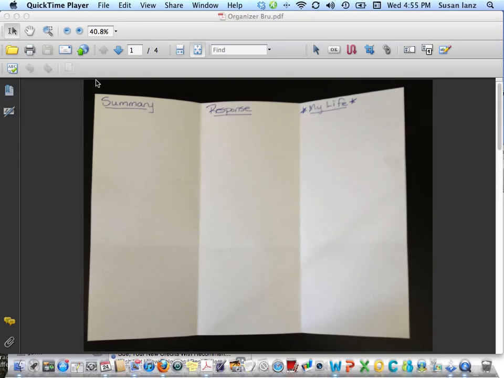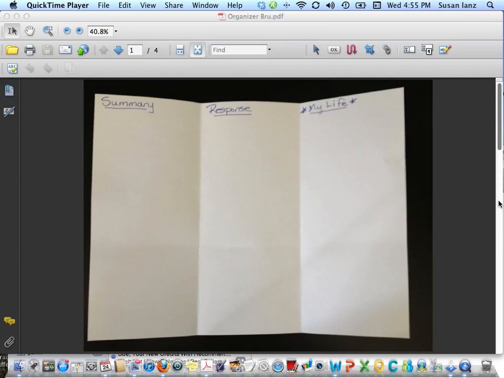Once you've written these sections, then you'll want to number down each column to the number 10. So you'll start on the summary and you'll number from 1 to 10, and then you'll go to the response and you'll number from 1 to 10, and then you'll do the same thing for My Life. You'll have 3 paragraphs in your response to literature, and each will be 8 to 10 sentences. So this should give you plenty of information to be able to write.